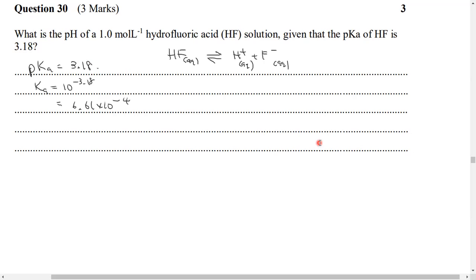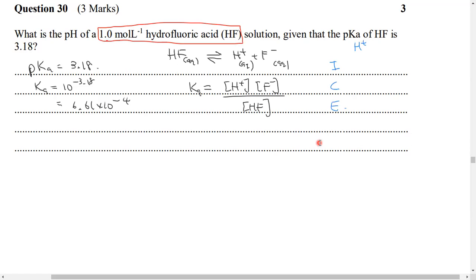Now, what does Ka represent? Well, Ka represents the K to this particular equation. So that means it's H plus times F minus, your products, over the reactants here. So that's what it represents. Now, you've got a 1 mole per liter solution of HF. And this is where your ice table will come in handy. And you'll need to deal with it for H plus and F minus and HF. In fact, I'll write it in this order.